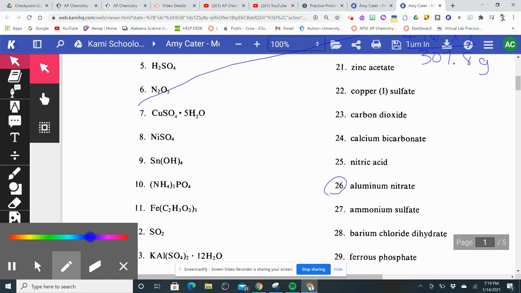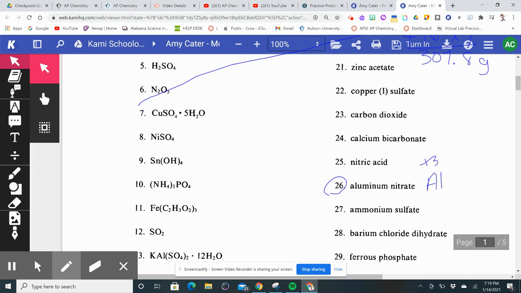So let's take 26, for example. We have aluminum. Remember, aluminum has a +3 charge because of where it is on the periodic table. Nitrate is NO3, and it has a -1 charge. So I need to have 3 of them in order to get my charges to balance out. Okay, so now I'm just going to do the same thing I did before. Actually, this turns out to be almost identical. The only thing that's different is the aluminum. So I'm going to have 14 times 3 for my nitrogens. I'm going to have 16 times 10 for my oxygens.